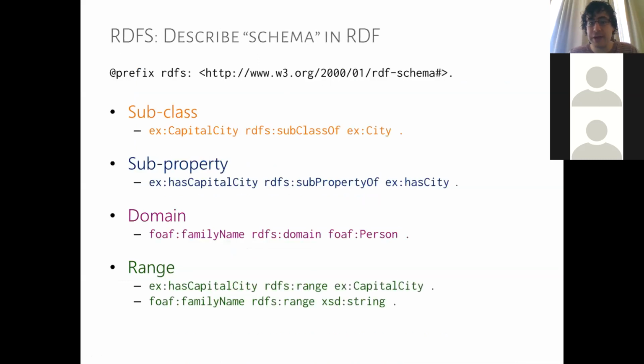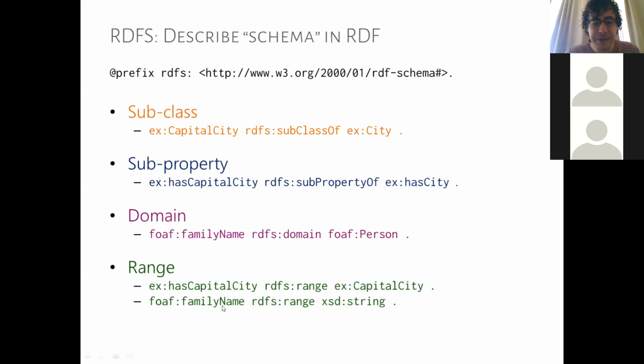So what is RDFS? The core of RDFS, at least, is precisely what we discussed. We can define subclass relations, subproperty relations, domain, and range. And we can do that as RDF triples. So essentially, we just have binary relations. So we can say, for example, capital city, rdfs:subClassOf city. Right? So we just use this special vocabulary defined by RDFS to define this in a standard way. Has capital city, subproperty of, family name, domain, person, has capital city, range, capital city, and family name, range, string. Okay, so we already saw similar examples before.